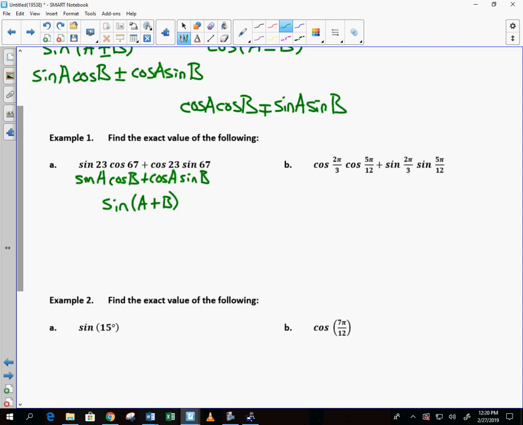So in this problem, what is A? 23. What is B? 67. What's 23 plus 67? 90. Get the sine of 90 degrees. Can we determine the exact value of sine of 90 degrees? Make the circle of life. Got this point right here at 90. We got 0, 1. Sam says, I know exactly what the sine of 90 degrees is. It's the y value. It is 1.